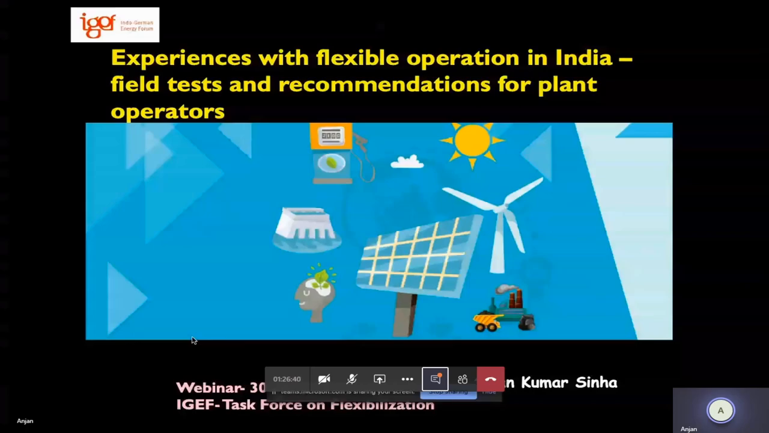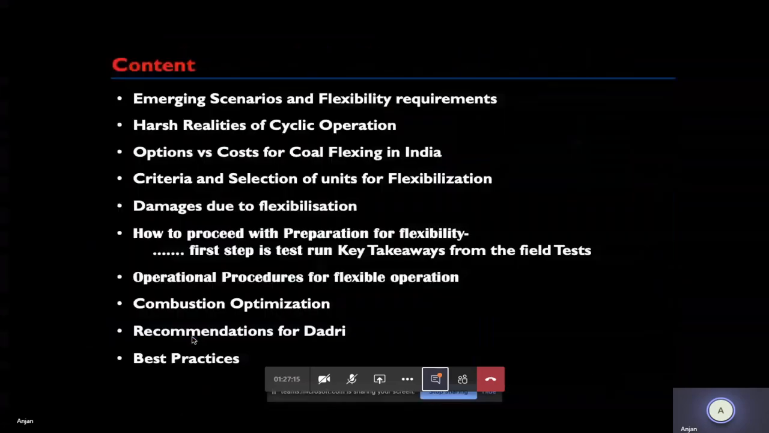This will be based on all the experiences that we have had with VGB and the IGEF, feasibility studies at different stations, and test runs, particularly in NTPC Dadri. We'll focus on NTPC Dadri. We have had a lot more test runs in other stations, but Dadri is in an advanced stage of implementation, with a lot of experience that we'll be sharing. These are the topics that I'll cover. The initial few slides of my presentation will essentially cover the basics of flexibilization and why we need it.